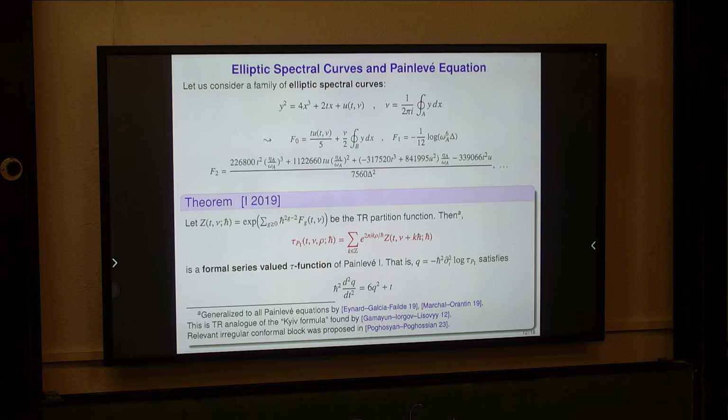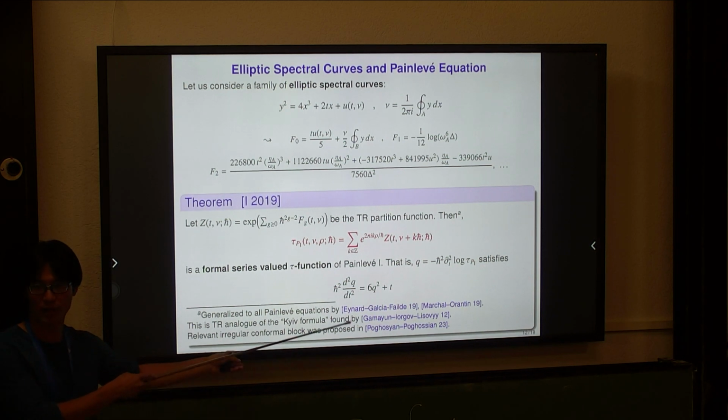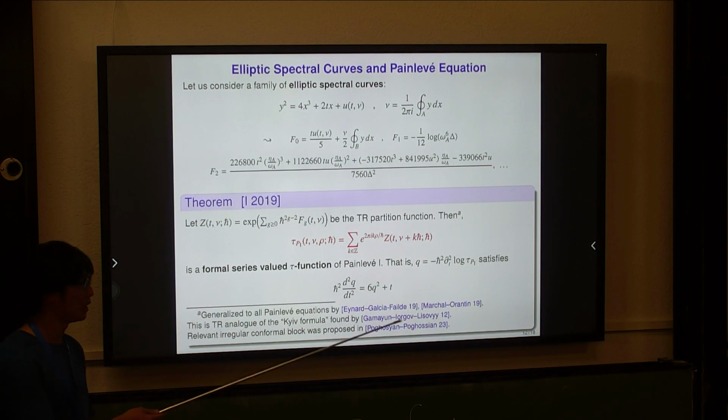This is c equals 1, it should be, the self-dual point. But they do it for arbitrary c. So Pogosyan's construction is for arbitrary c, and at c equals 1 they relate this expansion to the Painlevé asymptotics.